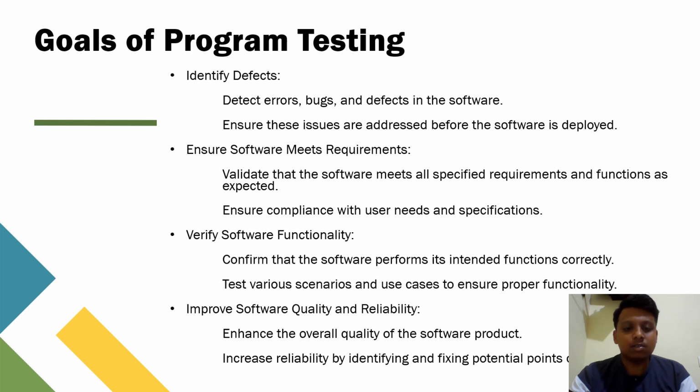Next is verify software functionality. Confirm that the software performance is intact and functions correctly. Test various scenarios using test cases to ensure proper functionality. Next is improve software quality and reliability. Enhance the overall quality of the software product. Increase the reliability by identifying and fixing the potential points of failure.